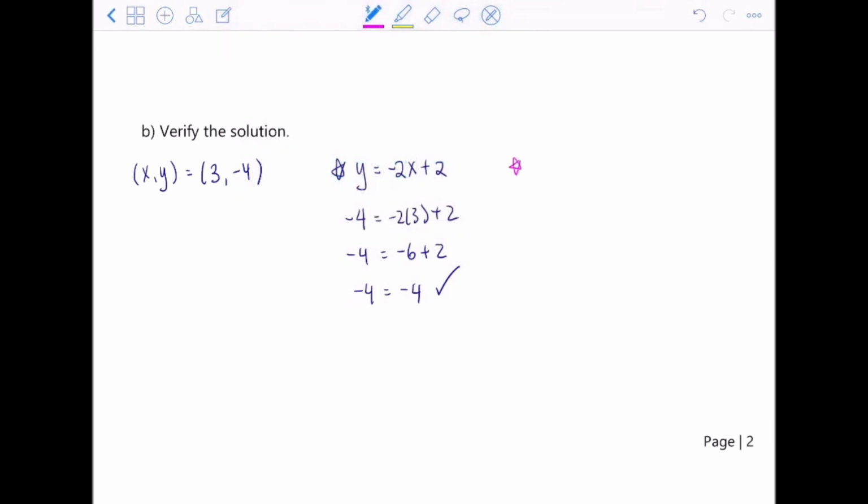Let's take a look at the second equation with the same point. So we have this equation now. And sub in y equal to -4. X is 3. Hey, they do end up becoming valid. So we can then state that we have verified the solution set to be 3 and negative 4.